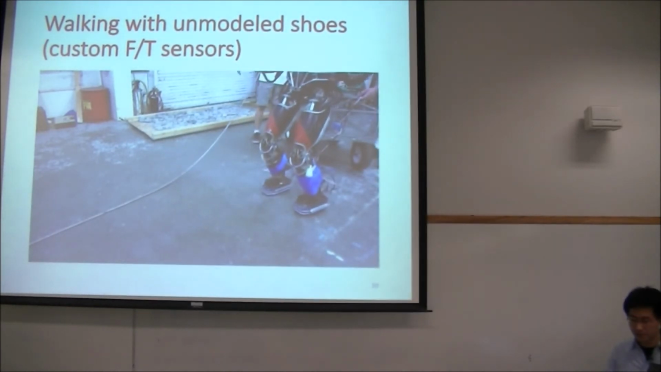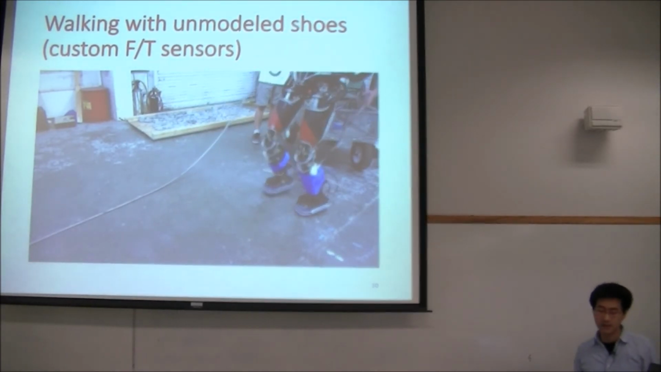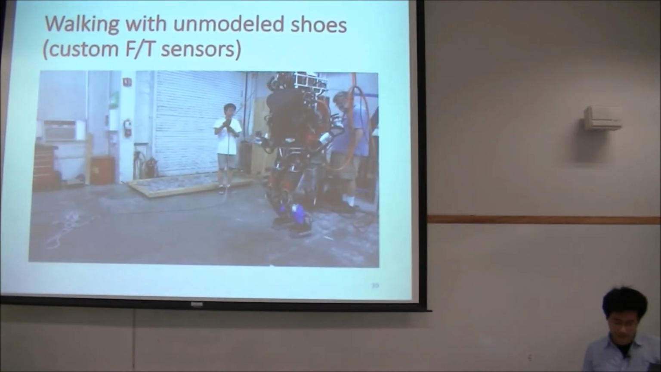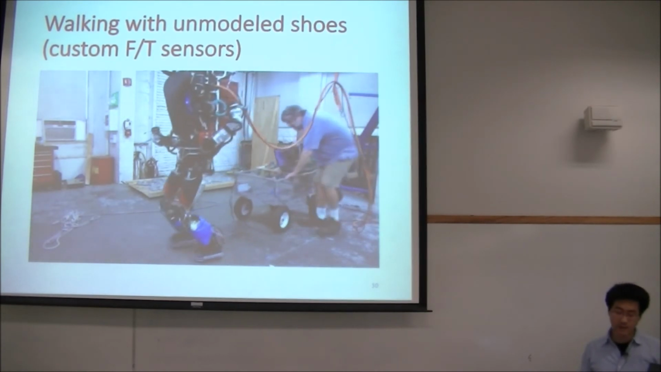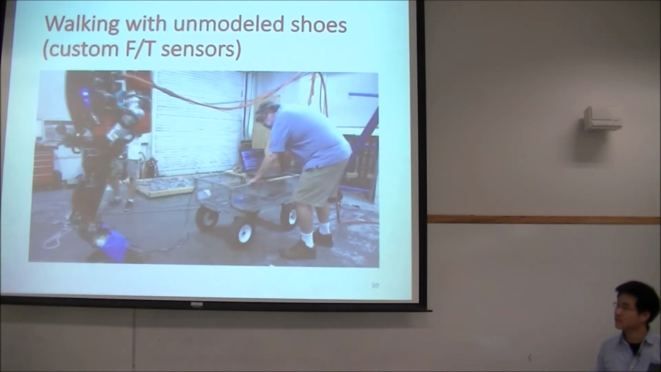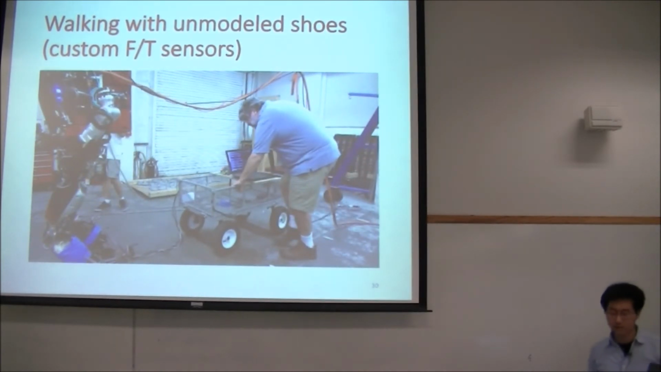Here's a video of the robot walking on essentially unmodeled shoes. These shoes are custom-made force torque sensors, and the point here is if we just do inverse dynamics without modeling the mass and inertia of the foot, it's hopeless to have any good motion tracking. But with all these kinematic things, even though I'm not modeling them at all at the inverse dynamics level, it still comes out fine.